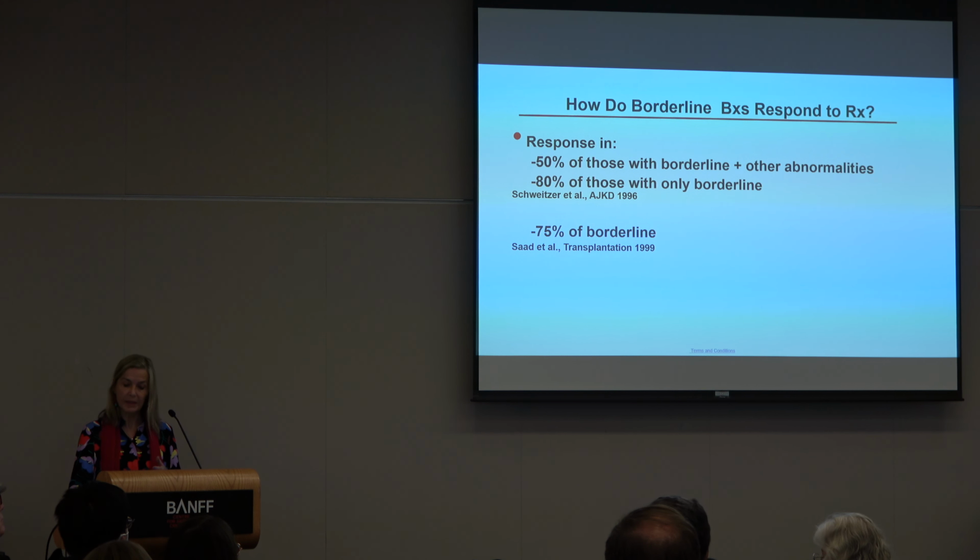So how do these borderline biopsies respond to therapy in other studies? Those that had borderline and other abnormalities, some scarring, some other things, only half of them responded. But of those that only had borderline and were treated, 80% got better. And we don't have lots of details about the criteria for that. In another study, 75% of the patients who had borderline, and again, there is the bias of the clinician, the sense in the center, responded and got better with treatment. So what about these criteria for acute T-cell mediated rejection, for cause versus protocol?